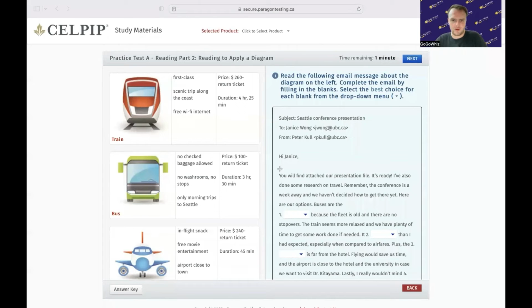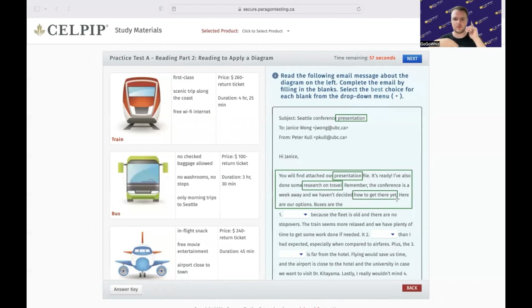That's a very important paragraph. You might be very tempted to just go immediately into question 1, but this has a ton of information. First of all, we know the purpose. They're talking about a presentation file, which we also see mentioned in the subject heading, and then also research on travel. The conference is a week away and they haven't decided how to get there yet, so that's what they're trying to figure out. Now we know the purpose of this email is all about how to get to the conference. Good to know.